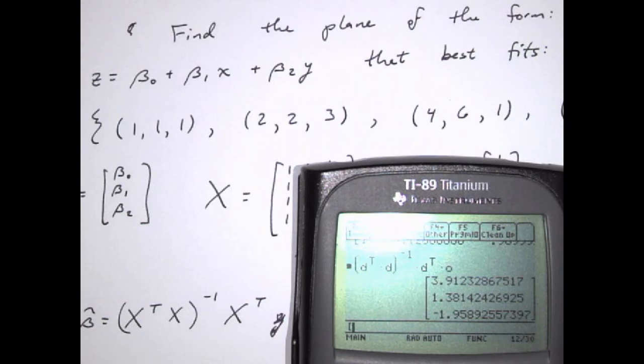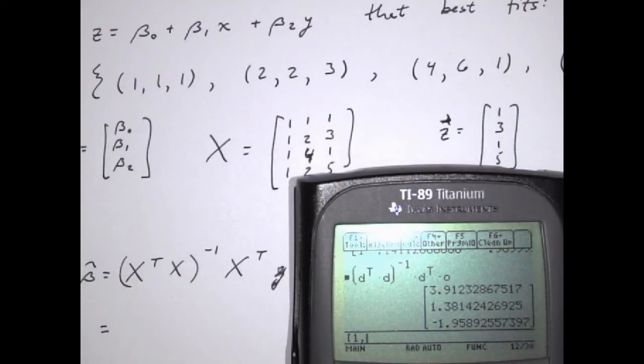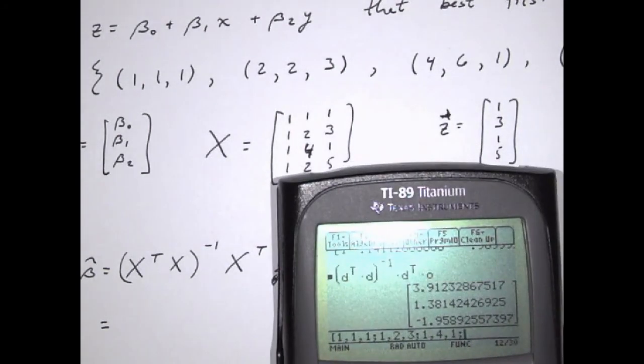Okay, here I go, entering in my design matrix. So 1, 1, 1. 1, 2, 3. 1, 4, 1. And lastly, 1, 2, 5.